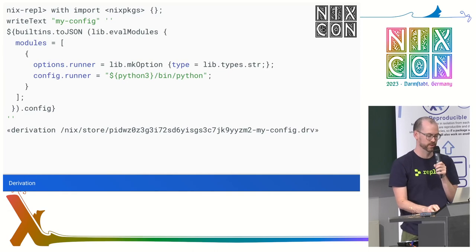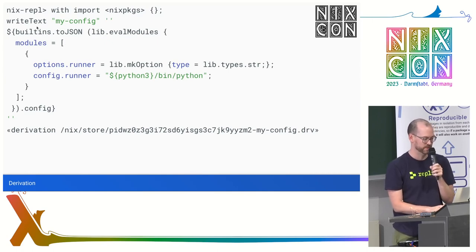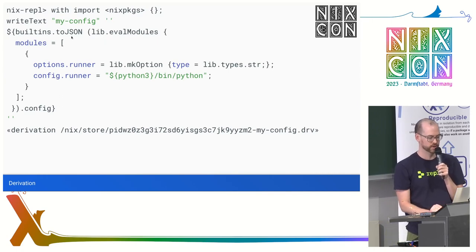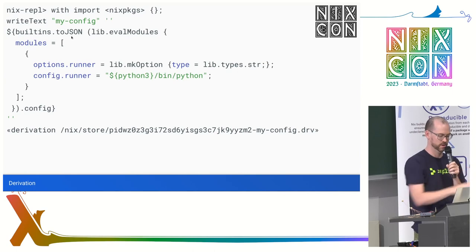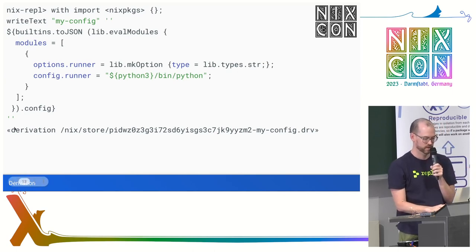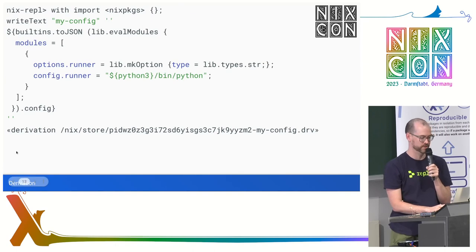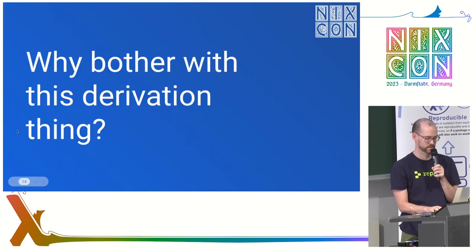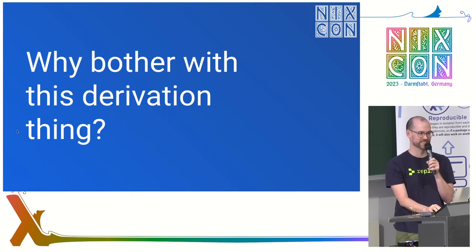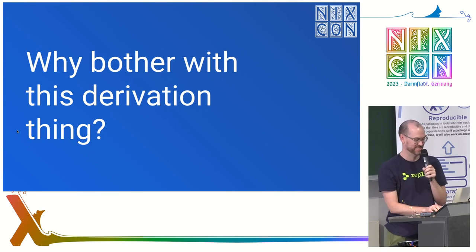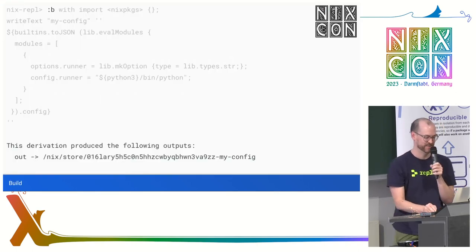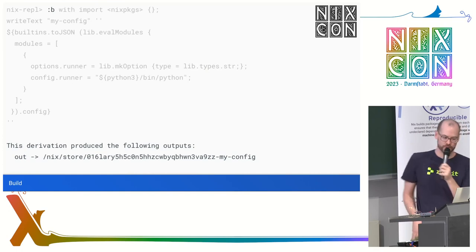Okay, let's go one step further maybe. Let's take this configuration and write it to a file so that we can put it somewhere or use it in some place. So I've wrapped this example here in writeText. We're going to take the JSON that we created with toJSON, and we're going to stick it into a text file in the Nix store. And when we run this in the REPL, we have a derivation. Okay, why should we have a derivation? Maybe this is like speaking to the choir to ask you guys that question, but let's look into that. So this is the same slide, except now we're in the REPL. We're going to build this.